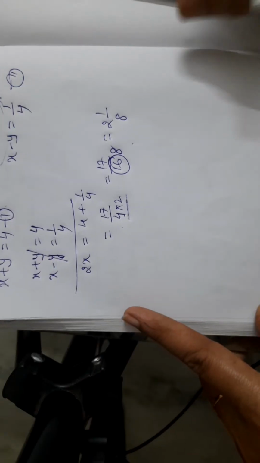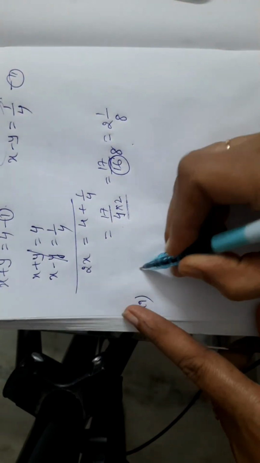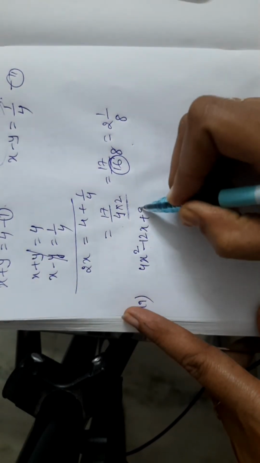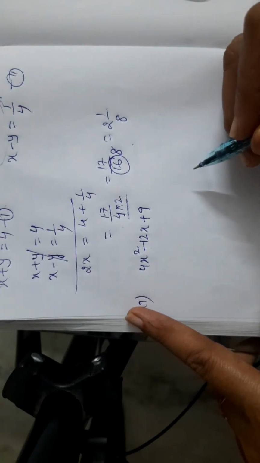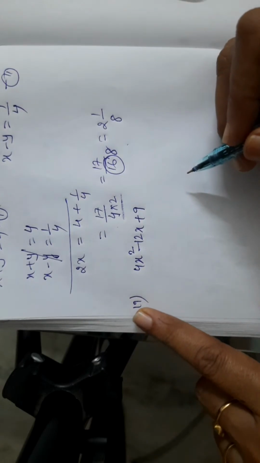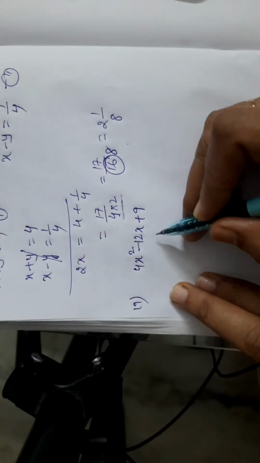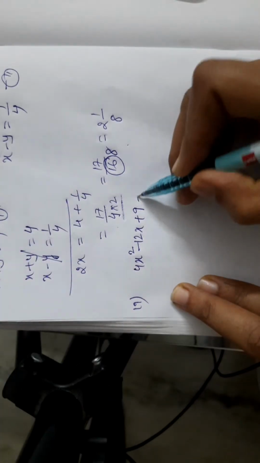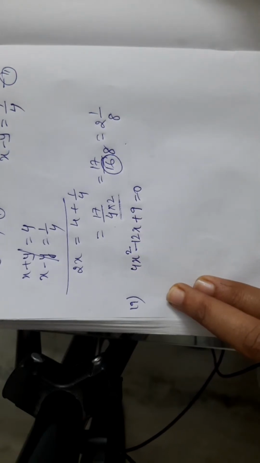Okay, the next question is an assertion question. So now we are on the 19th question. It's given 4x square minus 12x plus 9 is equal to 0, has repeated roots. So that is given: it has repeated roots.